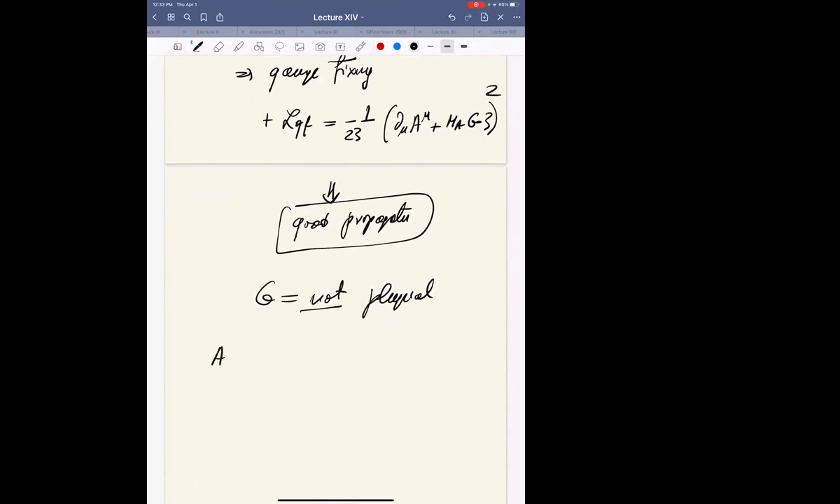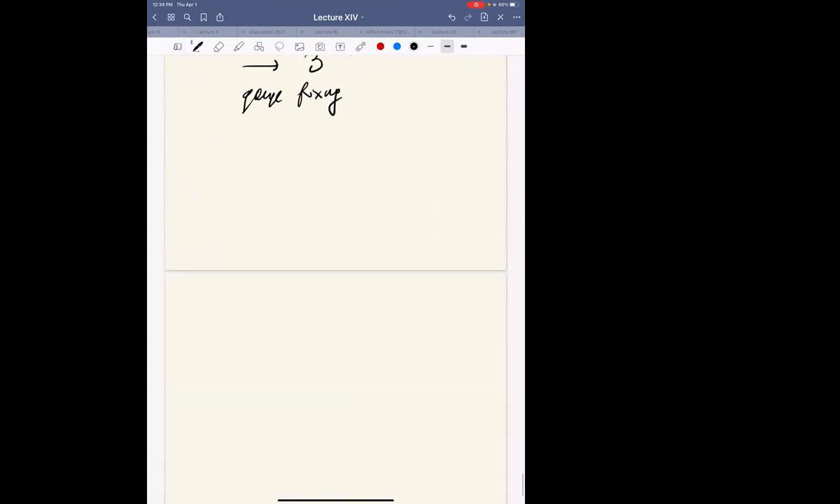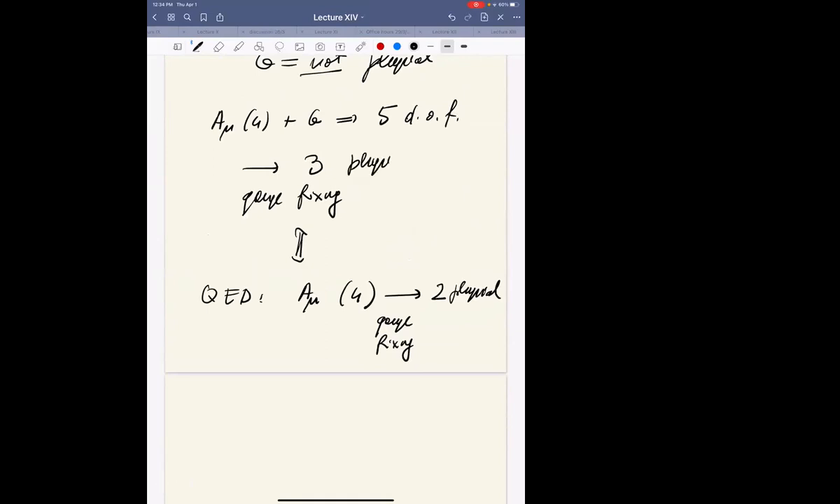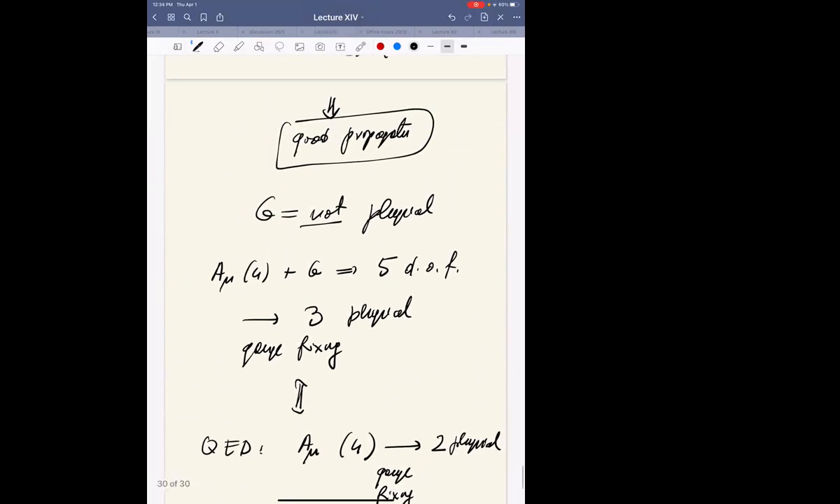So I have 5 degrees of freedom. I have A mu, 4 degrees of freedom, plus G. So this is 5 degrees of freedom. I reduce to 3 by gauge fixing. This is complete equivalence with QED, which you learned and accepted, in which I have A mu, 4 degrees of freedom, but I reduce to 2 through gauge fixing. 2 are physical because it's a massless photon. 3 physical. So you have a full analogy. The same way that QED works, also the spontaneously broken theory works.